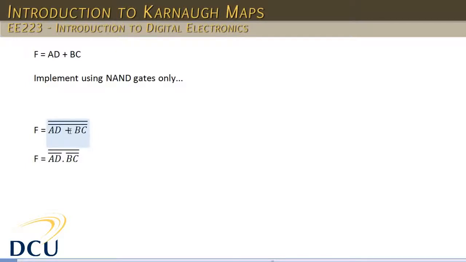So the OR operation becomes an AND operation. So you can see that this is A NAND D, B NAND C, and then the overall output of those two NANDed operations becomes a NAND operation as well. So you can see now that it's possible to build this circuit using 3 NAND gates only. So we've gone from an OR gate and AND gates to a situation where we only need NAND gates.